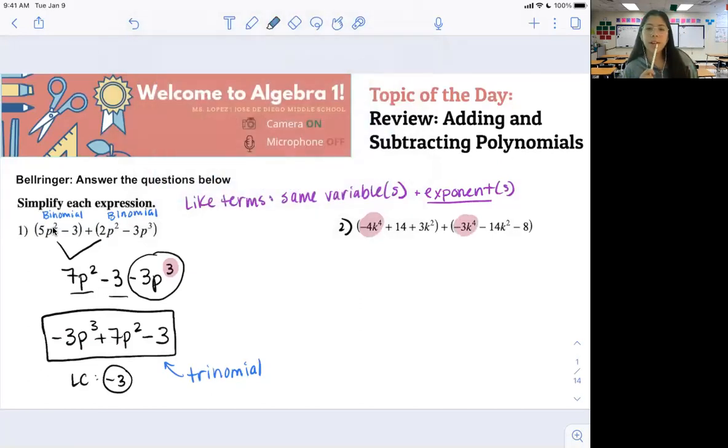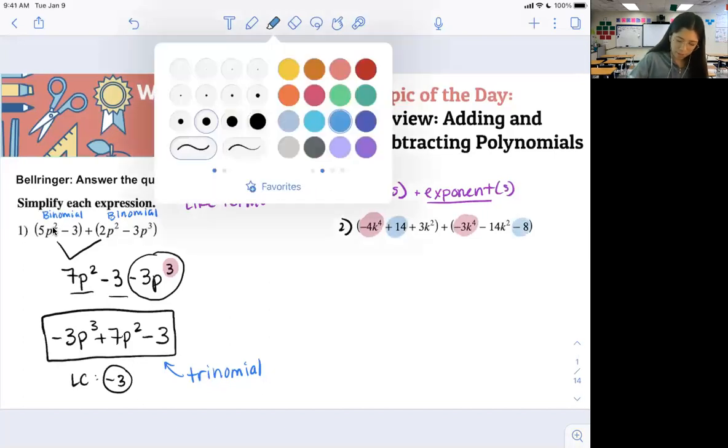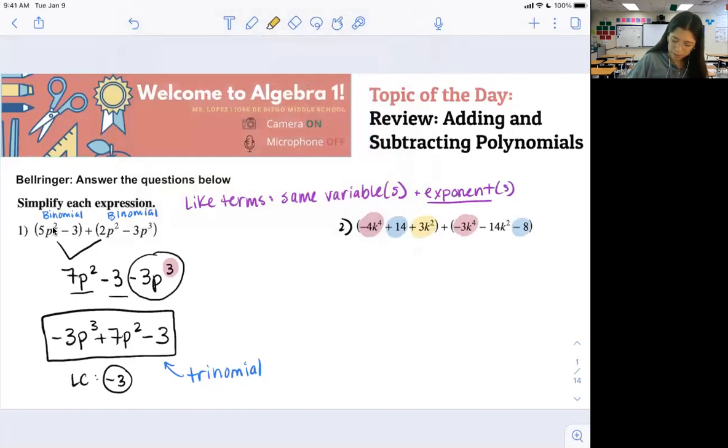Somebody else, give me another pair of like terms. 14 and -8. -3k squared and -14k squared. Good. I heard both of you at the same time, and you're both correct. So we have my k to the power of 2's, and then the 14 and the -8. Here's a quick question. Does anyone remember what these numbers are called when they don't have a variable? We didn't really go over it, but I'm curious. Coefficients. Close. It's not coefficients, but it does start with a C. Constants. Good. Anything that doesn't have a variable with it is just called a constant.